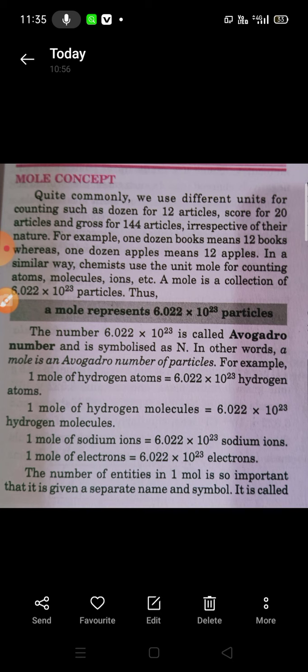1 mole hydrogen atom equals 6.022 × 10^23 hydrogen atoms. 1 mole hydrogen molecule equals 6.022 × 10^23 hydrogen molecules. 1 mole of sodium ions equals 6.022 × 10^23 sodium ions, and 1 mole of electrons equals 6.022 × 10^23 electrons. This number is called Avogadro number and is symbolized by N. In other words, a mole is an Avogadro number of particles.